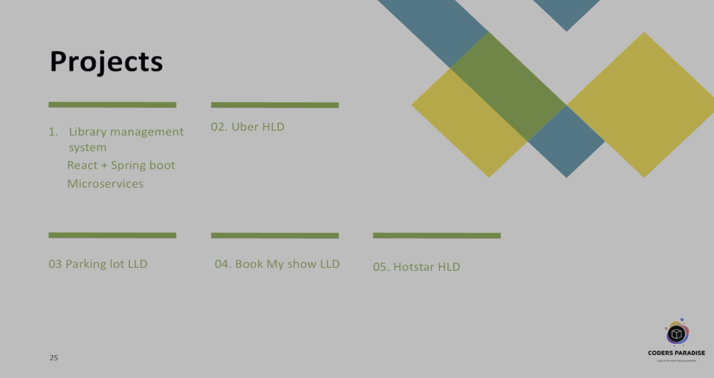Then we will move to the project. This project will include a library management system, which we will develop as a web application using React and Spring Boot microservices, building everything from scratch using React, and then building the backend microservices using Spring Boot. We will be using Docker and a CI/CD pipeline, and deploying it onto Azure or AWS. Then we will also be designing HLD of Uber, LLD of parking lot, LLD of BookMyShow, and HLD of Hotstar. All of this will be coming up on this channel.